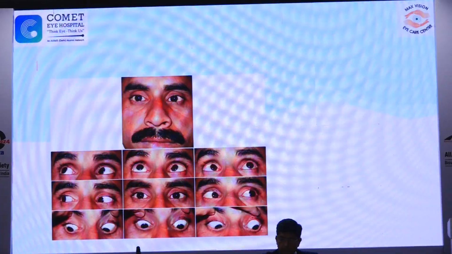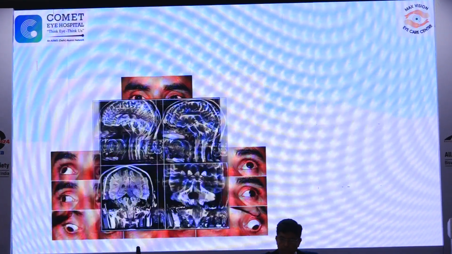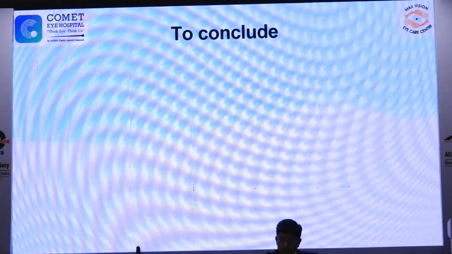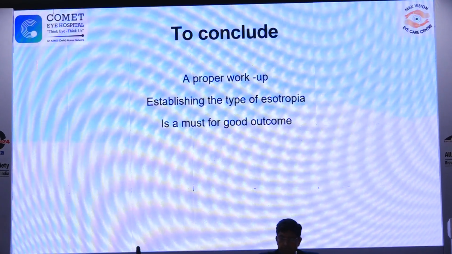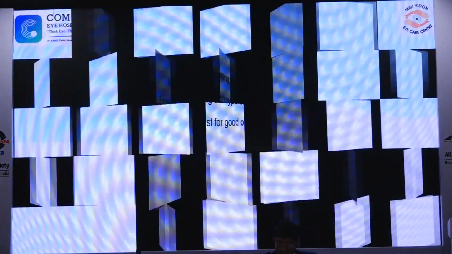Now, this is another case where we have an older patient presenting with acute comitant esotropia with gait abnormalities and difficulty in walking. The neuroimaging shows a herniation of the cerebellar tonsils into the brain. So to conclude, a proper workup establishing the type and diagnosis of the esotropia is a must for a good outcome in these patients.